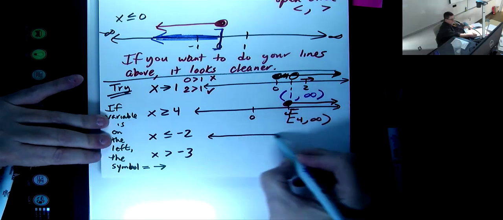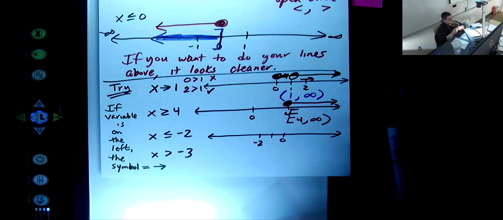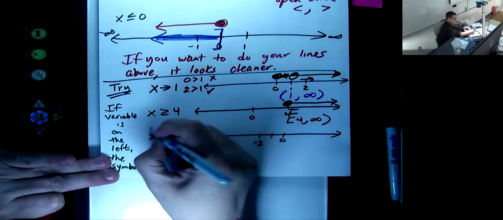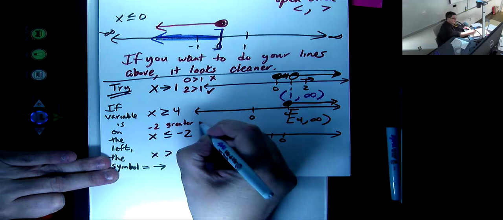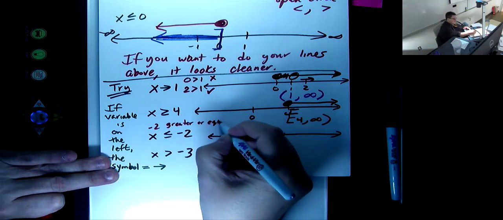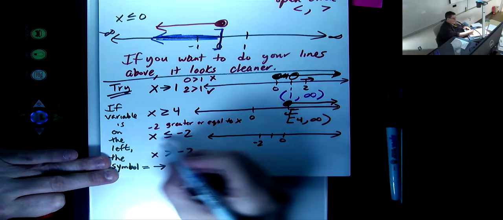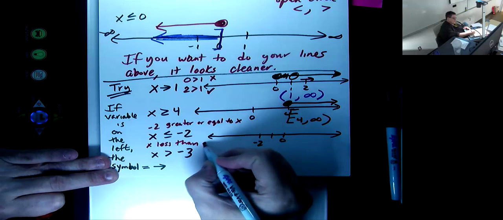What's going on with negative numbers? -2 is greater than X. Arrow pointing all the way to the left. Okay, so that's one way of saying this, -2 is greater than or equal. But if you want to say them in the order they're in, X is less than or equal to -2. So these two statements are equal.